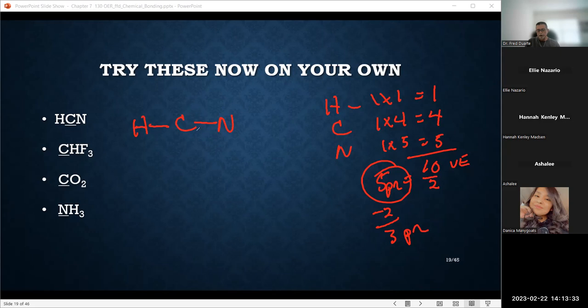I can put them on carbon or nitrogen. Now, what I tend to do, just personal preference, is I always fill up whatever is bonded to the central atom, the outside atom. So I'm going to fill up the nitrogen. And so I'm going to go 1, 2, and 3.